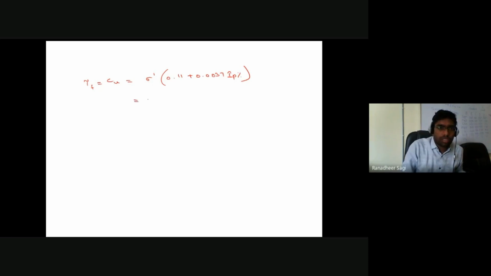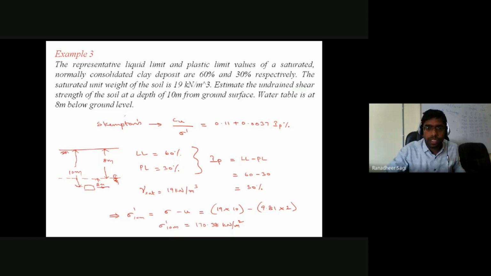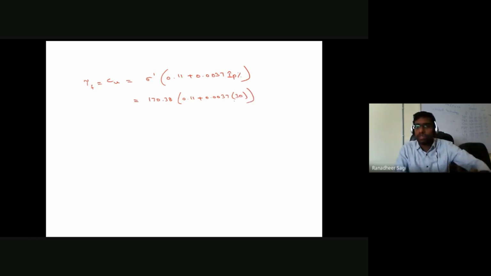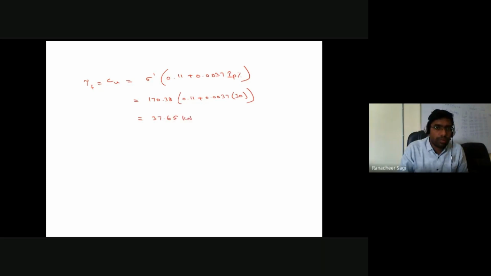Okay, so sigma dash I have got as 170.38 into 0.11 plus 0.0037 into 30%. So I have to directly substitute the plasticity index in terms of percentage there. 37.5 kilonewton per meter square is going to be your undrained shear strength of the soil. Okay. So moving on with the next problem.